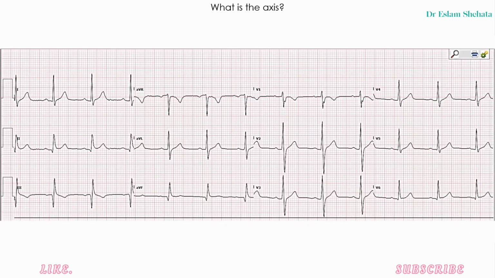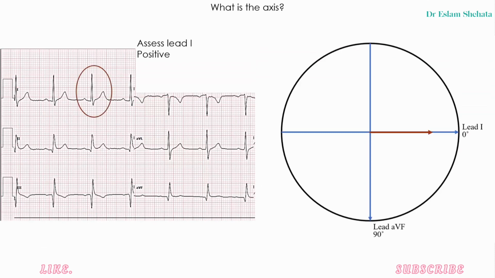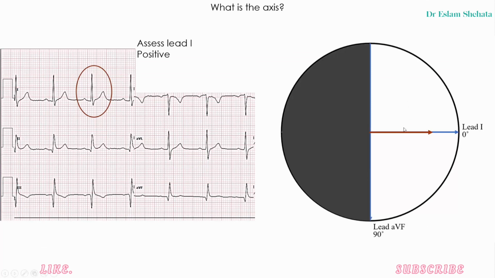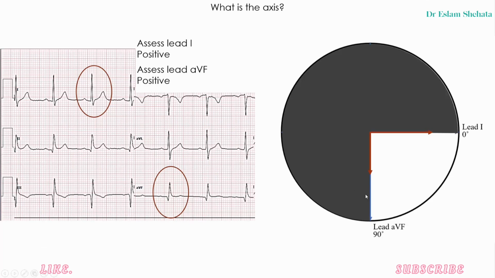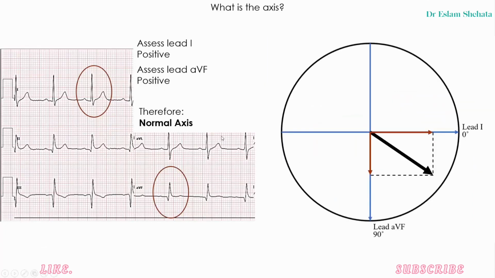Alright, let's try on an actual ECG. So what's the axis on this ECG here? Well, we start by assessing lead 1. Lead 1's positive, so again, we know that we're somewhere in one of these two quadrants. Assess lead AVF. AVF is also positive. So now we know we're in one of these two quadrants. We've already excluded down here in the patient's bottom right, so that means we're left with an axis somewhere in here. Going back to our diagram, that's all within the normal range, so this is a normal axis.